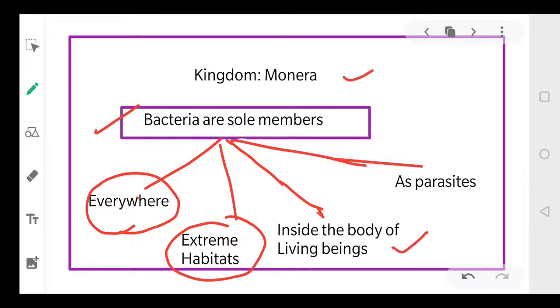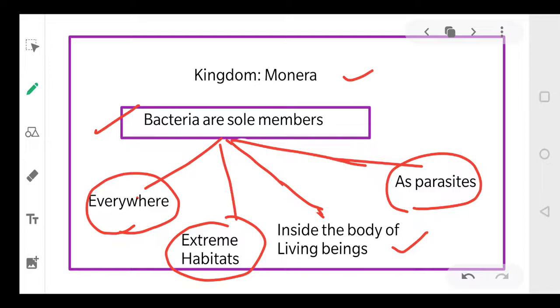And they are also found inside the body of living organisms, right? They are found in the intestine of human beings also. E. coli lives in the intestine, isn't it? And they also live on our bodies as parasites. So there is no habitat where bacteria are not present. They are present everywhere.